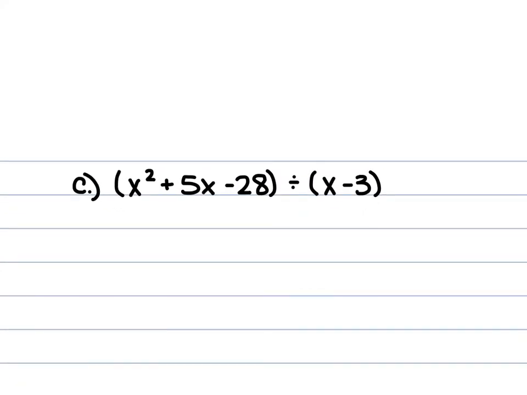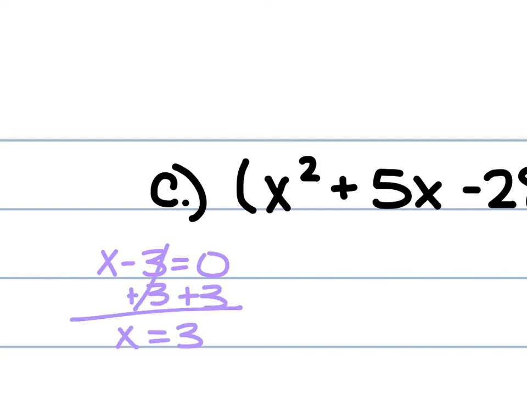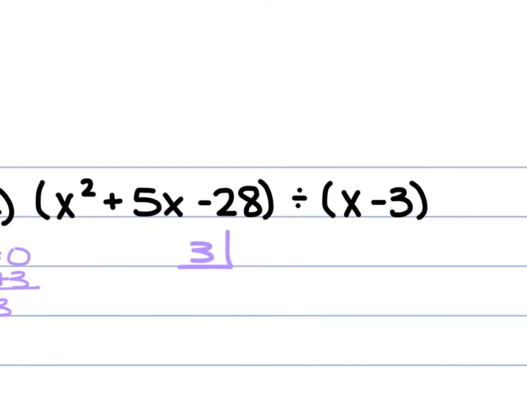For C, we have x squared plus 5x minus 28 divided by x minus 3. So the x minus 3, set it equal to 0, move the 3 over, x is 3. So 3 is going to go on the outside, and then our coefficients are 1, 5, and then the constant is negative 28. So that 1 we would drop down.